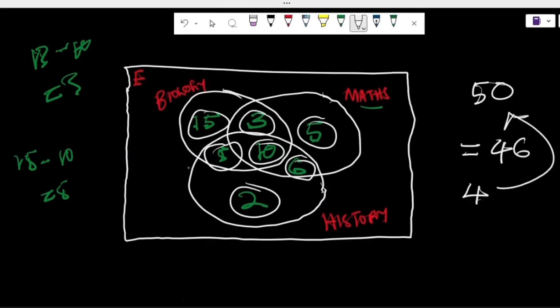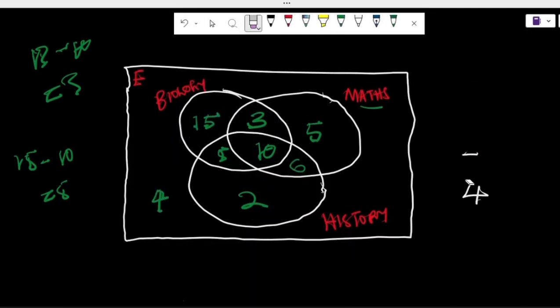So these 4 students should be outside the sets. In other words, these students did not collect any of the textbooks. I hope that is clear. This is how you illustrate the information in a Venn diagram.